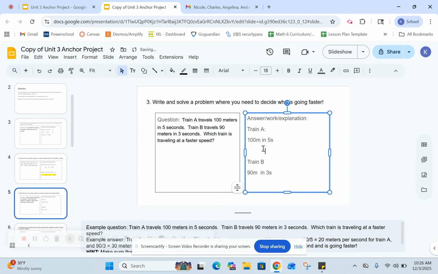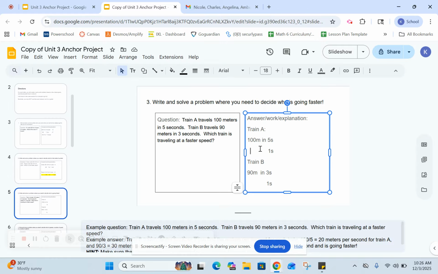To get a speed, we need the rate of 1 second. Because we can't compare 5 seconds and 3 seconds, those are different amounts of time. We need to make them out of the same amount of time, and the easiest way to do that is to find the unit speed, or the speed of 1 second.